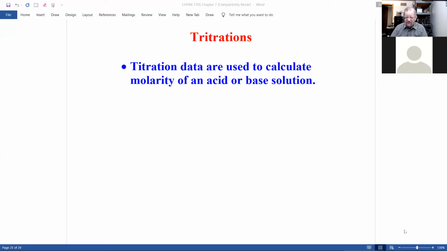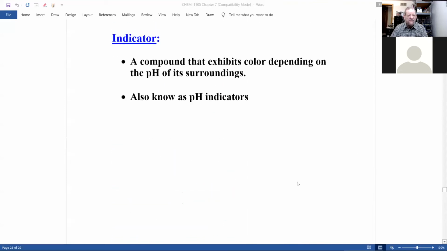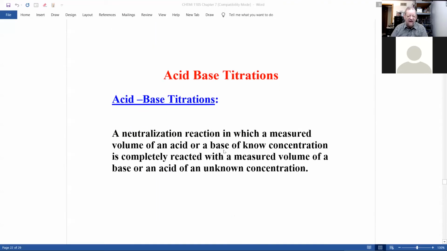What I'd like to do first is talk about titrations. Yesterday I talked about how titrations are when you have a neutralization reaction, in which a measured volume of acid or base of known concentration is completely reacted with a measured volume of acid or base of unknown concentration. A titration allows you to calculate the unknown amount of acid or base, which allows you to find out the molarity of that unknown acid or base solution.